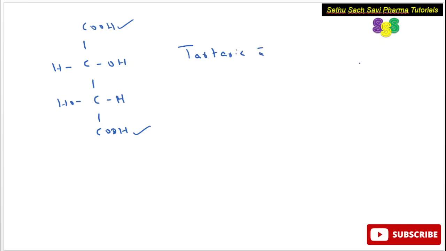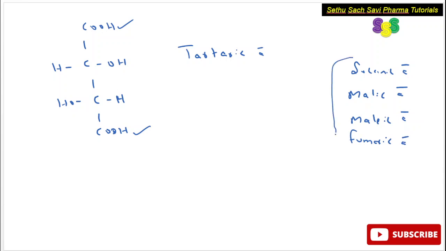Apart from succinic acid, which we have studied, we have talked about malic acid and fumaric acid. Apart from this, tartaric acid is also a dicarboxylic acid compound. Now a few more compounds which contain dicarboxylic acid. Let's start with the other examples.